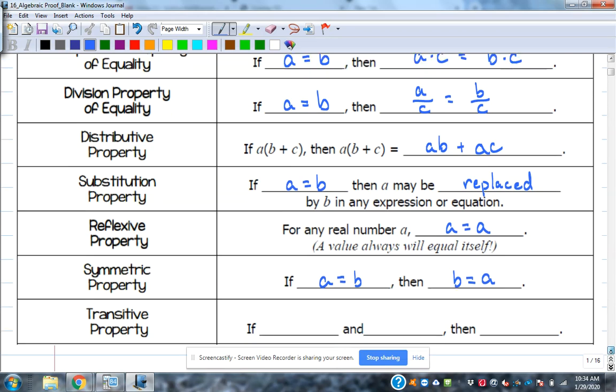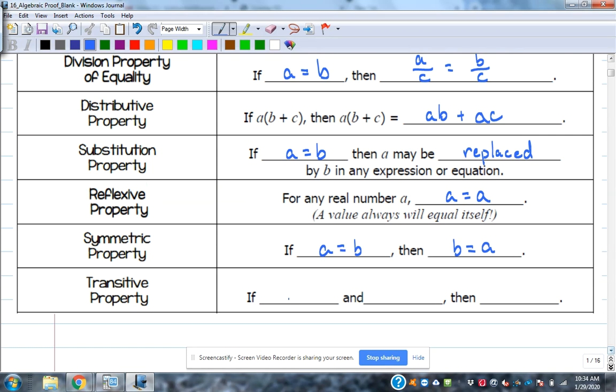Then the transitive property: if A is equal to B and B is equal to C, then what could we say out of that? Yeah, then A is equal to C. And we use that one a lot more than we think we do. But transitive property, it's got three pieces. One thing is equal to the same thing as another one, and so those two things are equal to each other.